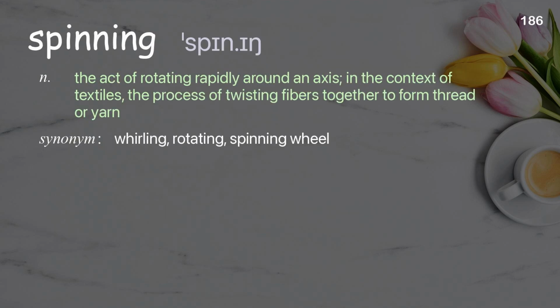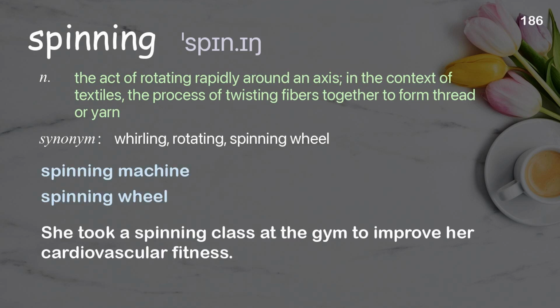Spinning. The act of rotating rapidly around an axis. In the context of textiles, the process of twisting fibers together to form thread or yarn. Examples: spinning machine, spinning wheel. She took a spinning class at the gym to improve her cardiovascular fitness.